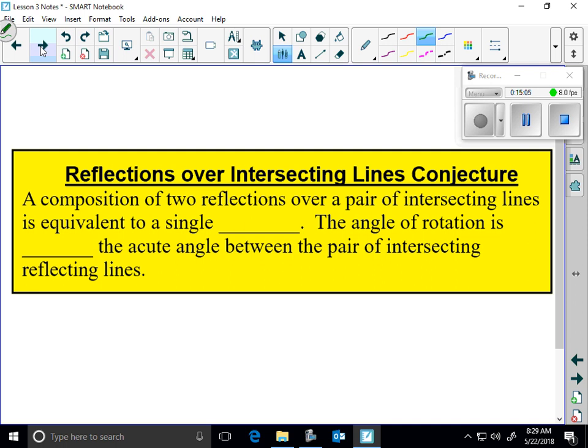So a composition of two reflections over a pair of intersecting lines is equivalent to a single rotation. Yeah?